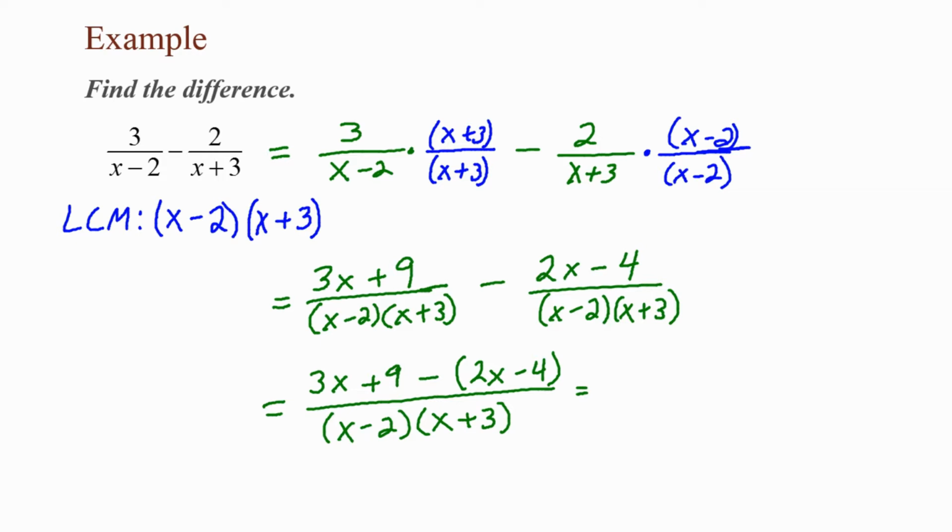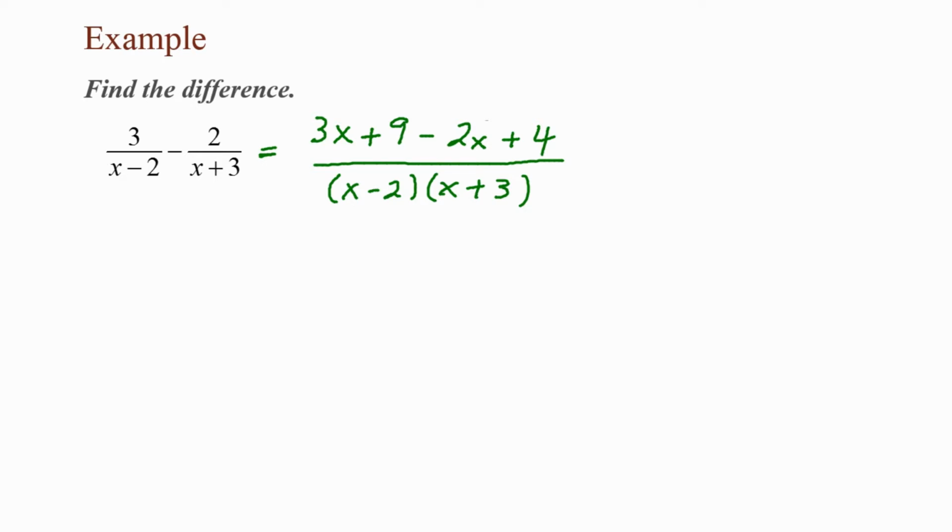So what that means is I'm going to have a 3x plus 9 minus 2x plus 4. The minus sign changes the sign of everything in the numerator of the second fraction. And then I make sure I write my denominator. So adding my like terms, 3x minus 2x is just x, and 9 plus 4 is a positive 13, over my denominator, x minus 2 times x plus 3. Since x plus 13 cannot cancel with anything in my denominator, this is my final answer.